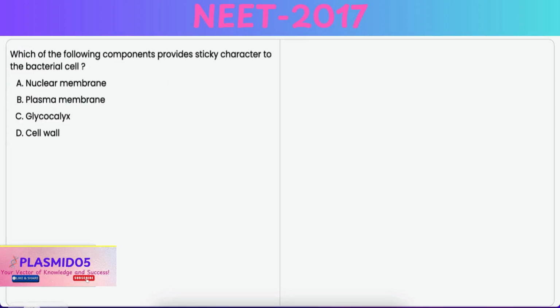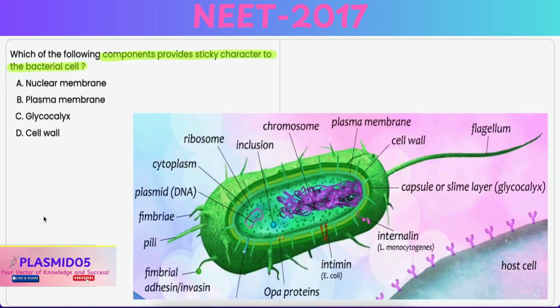In this question, you have to identify which of the following components provide sticky character to the bacterial cell. Option A, nuclear membrane. It is incorrect because bacteria lack a nuclear membrane as they are prokaryotic organisms. Option B, plasma membrane. Now, while the plasma membrane is important for selective permeability and maintaining cellular integrity, it does not provide the stickiness. Hence, it is incorrect.